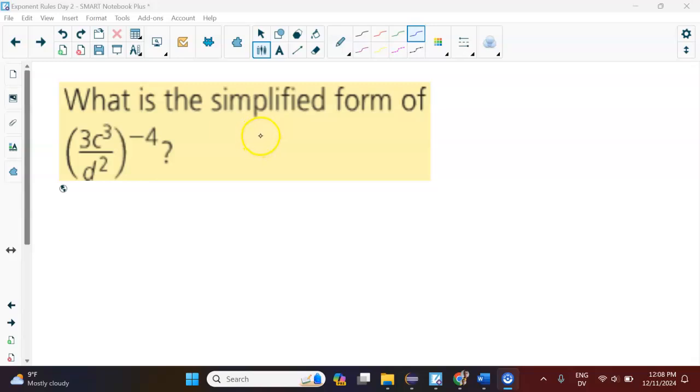Okay, next example. This kind of mixes in some stuff from yesterday because it's got a negative exponent and a few other things, so pause the video, give it a shot.